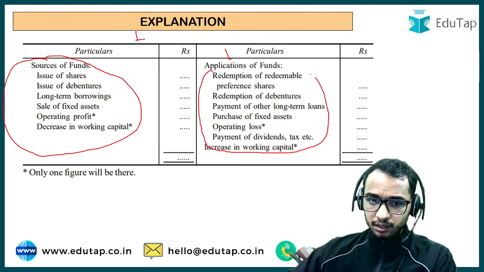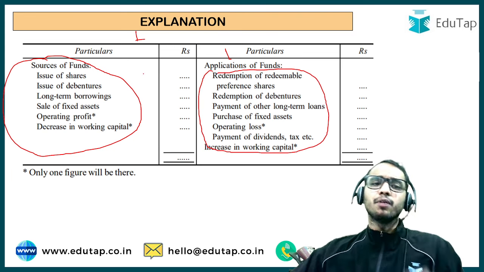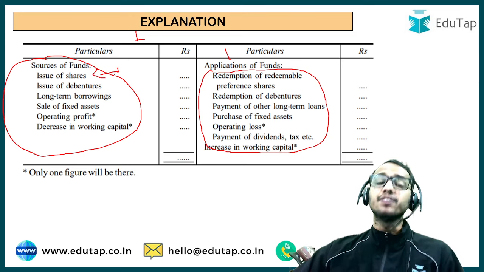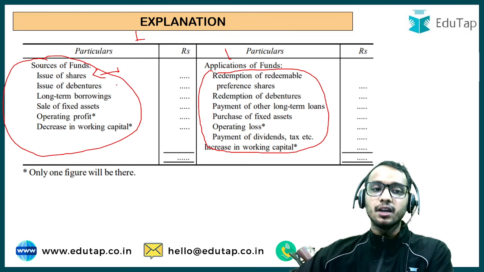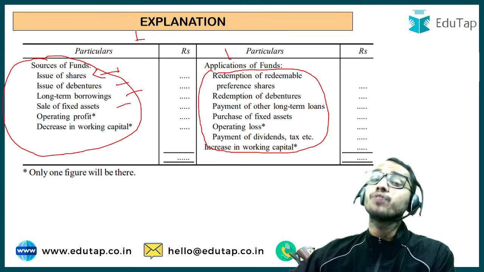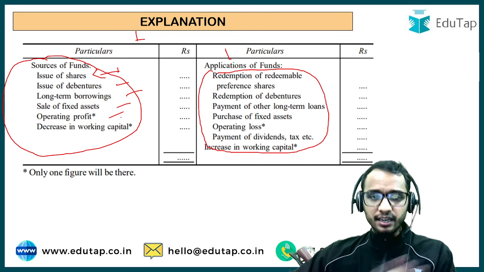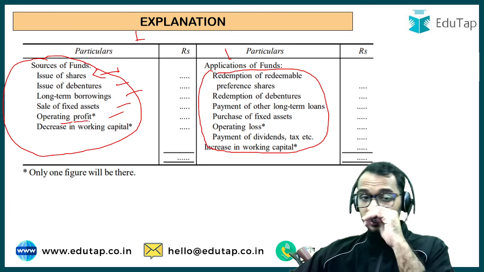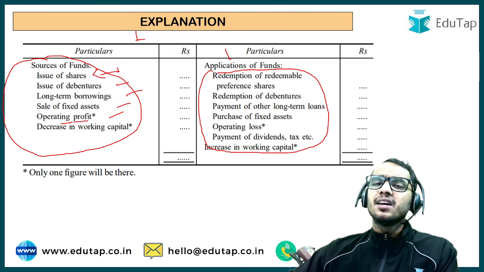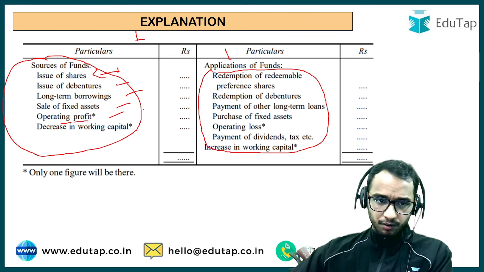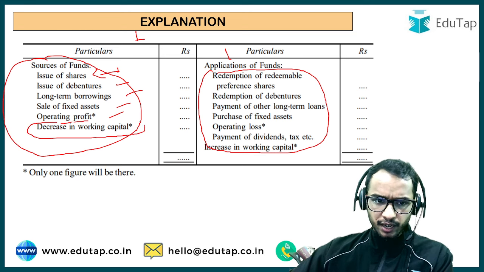And look at the items one by one. Issue of shares, you are generating fund, right? So this is the source of fund. Issue of debenture, long-term borrowing, sale of fixed asset, operating profit you have. So all these are sources of funds, right? Now listen to me very carefully here. Let's talk about the application of fund. Forget about this decrease in working capital. Don't look at this, right?